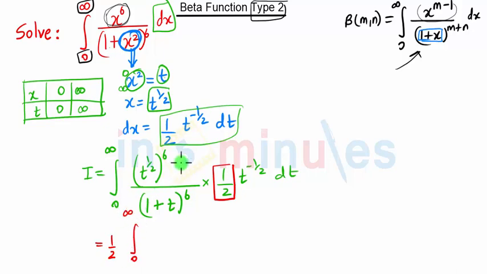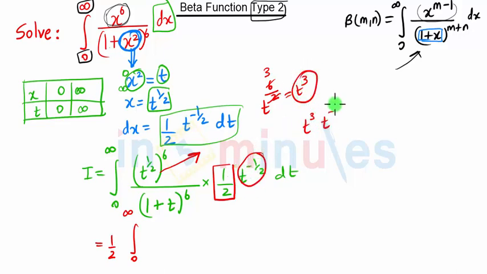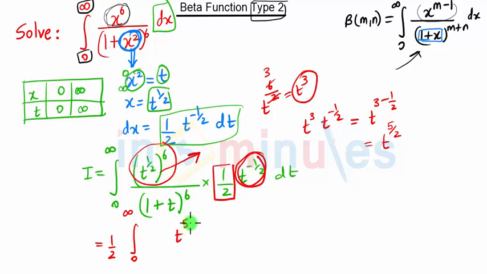Integration 0 to infinity. t raised to half the whole raised to 6 can be represented as t raised to 6 by 2. So 2 1s are 2, 2 3s are 6, we get t cube. We will combine this t cube and t raised to minus half. We will get t cube into t raised to minus half, which is equal to t raised to 3 minus half. So this will be equal to t raised to 3 2s are 6 minus 1, 5 upon 2. So this term and this term is nothing but t raised to 5 by 2, and the denominator will remain as it is, 1 plus t the whole raised to 6 into dt.